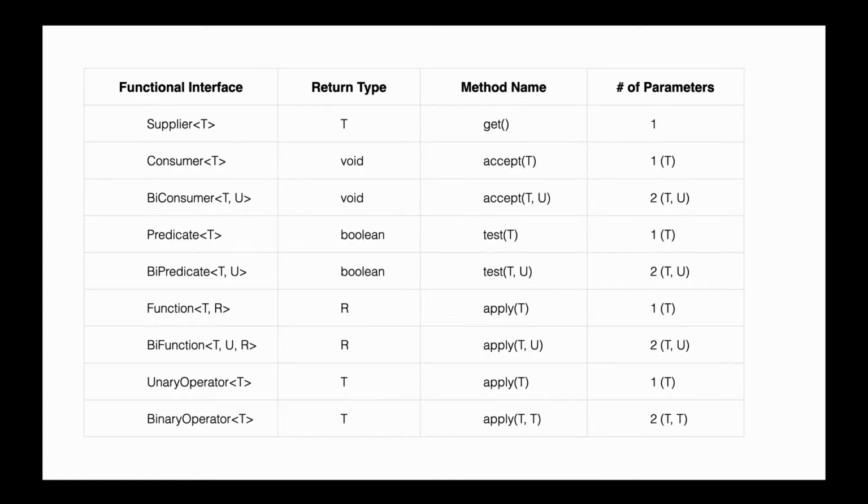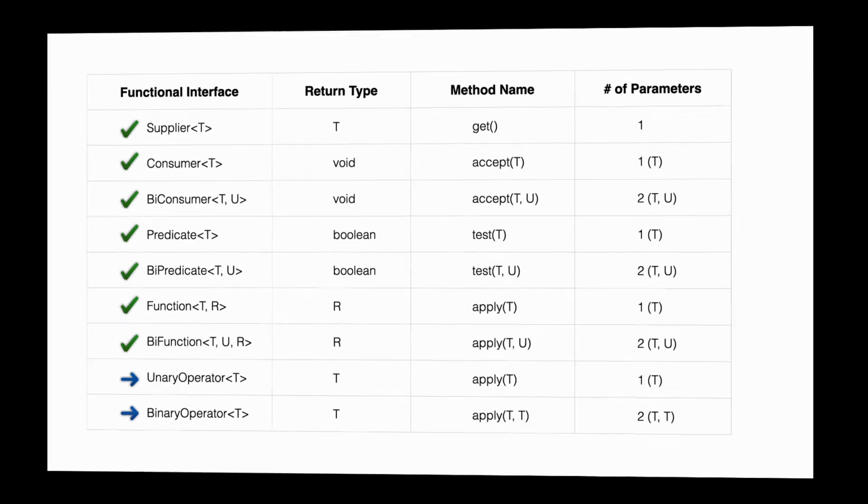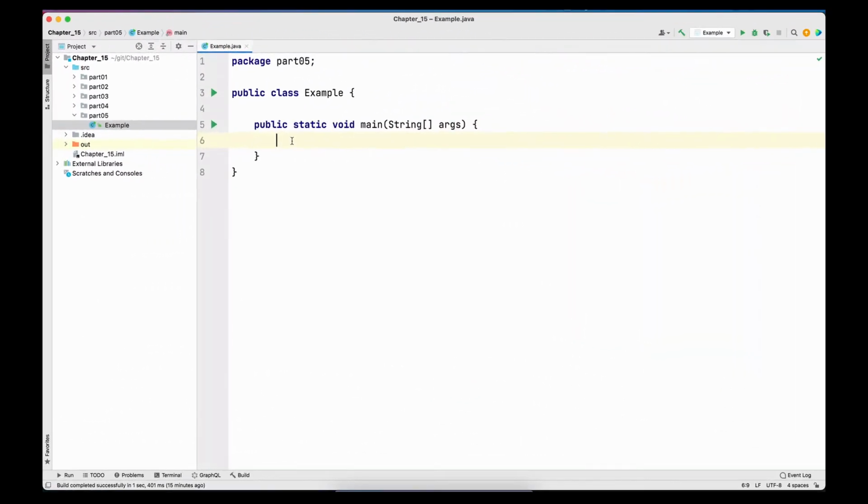In the previous 4 parts, we have seen all of these functional interfaces in detail, and in this part we will see the unary operator and binary operator functional interfaces. So unary operator and binary operator are just special cases of function and bifunction. And we will see in the example shortly. So let's jump into IntelliJ.